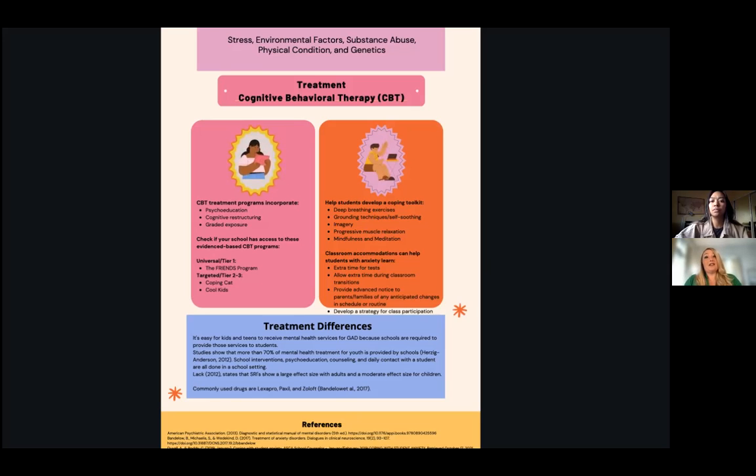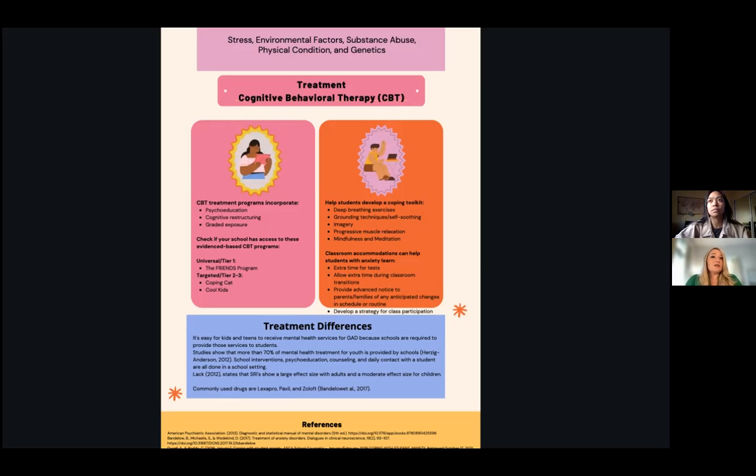CBT-based programs are designed to support children struggling with generalized anxiety disorder. Some programs in K-12 education include the Friends program, Coping Cat, and Cool Kids, among others. With proper implementation, these programs can be administered to students school-wide, individually, or in small groups as appropriate by school-based mental health professionals, such as school psychologists and school counselors.